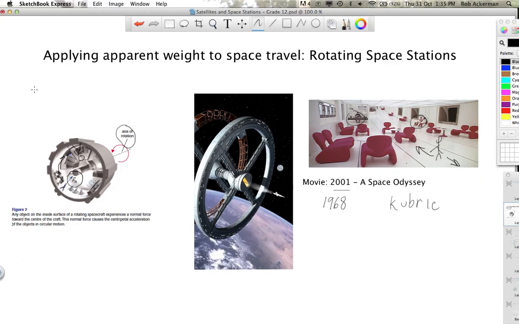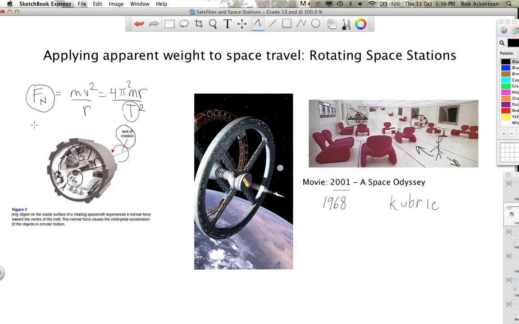So we can actually write, for this guy, Fn equals mv squared over r, where r would be the radius of the space station. So from here out to the edge, that would be r. Or you could write 4 pi squared mr over T squared, and you could figure out the rotational period of this rotating space station. How many seconds does it need to take to go around to generate a feeling of a normal force that will be similar to Earth?